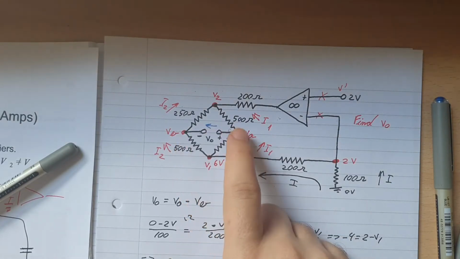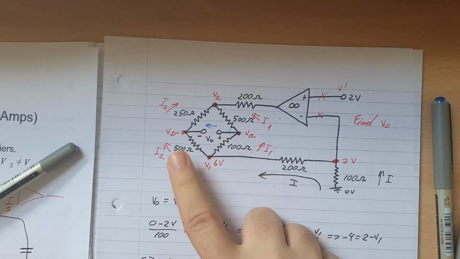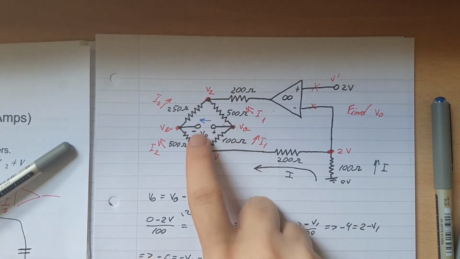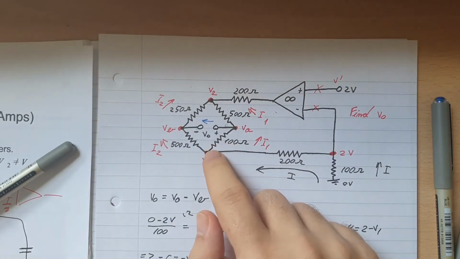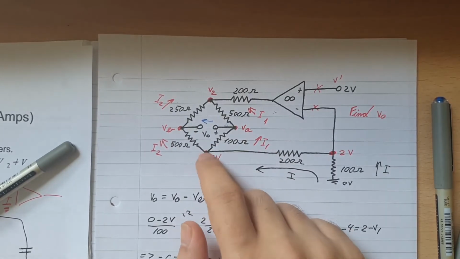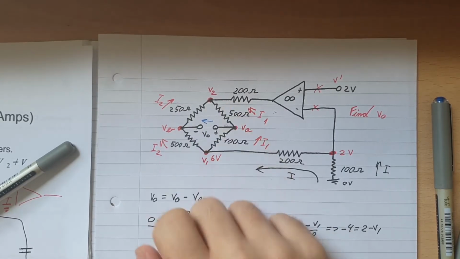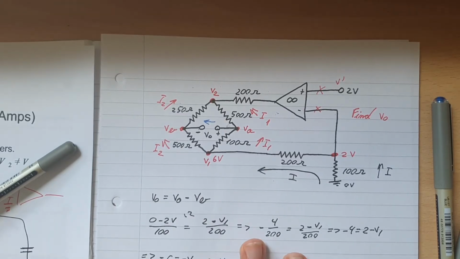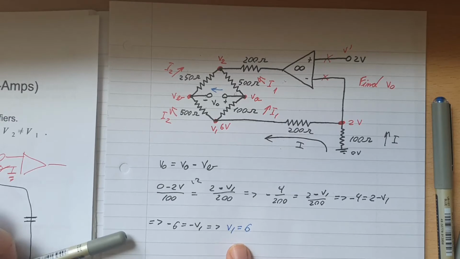The problem though is that we don't know the current split between I1 and I2. If all the resistors have the same value, then the current split will be simple, because it will be half and half. But because these values aren't the same, they are different resistances, then the current split is different. Okay, so also I think we should calculate the current as well.